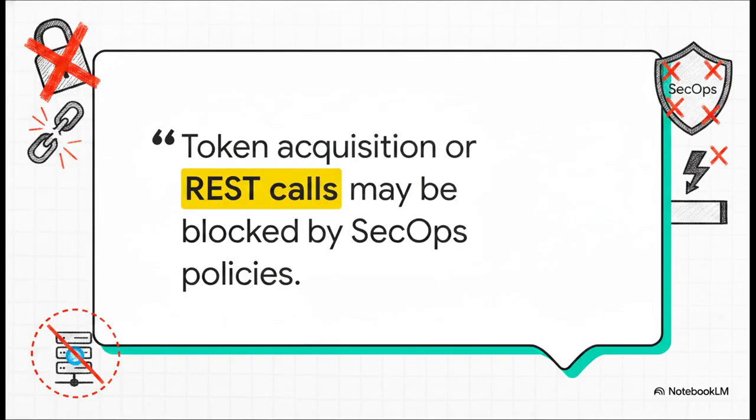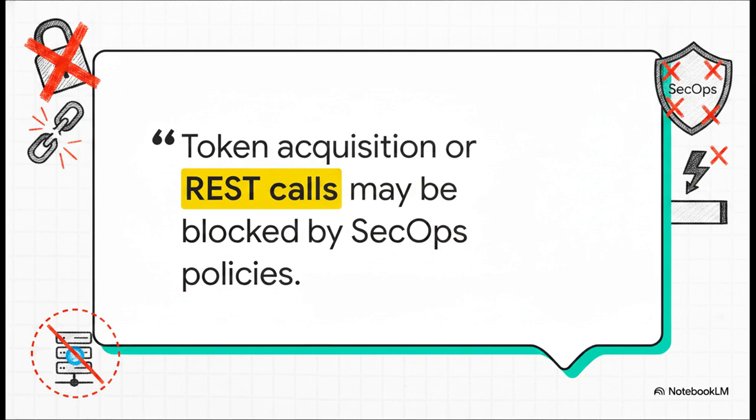In fact, the source documentation explicitly validates this with a pretty strict rule. In organizations with strict conditional access policies or restricted service accounts, token acquisition or REST calls may be blocked by SecOps policies. It's just a vital reminder to always audit your local network and security privileges before trying to deploy API automation tools.